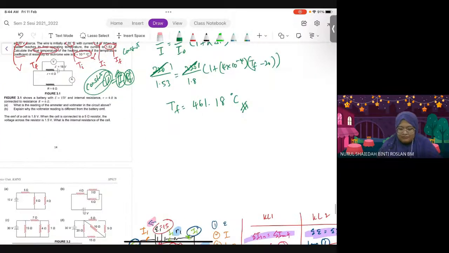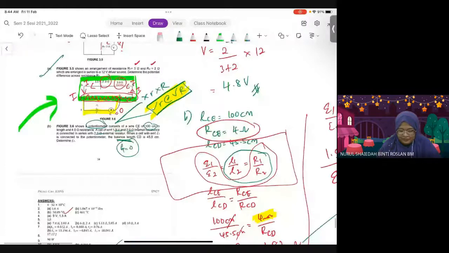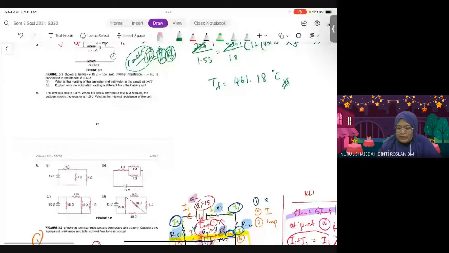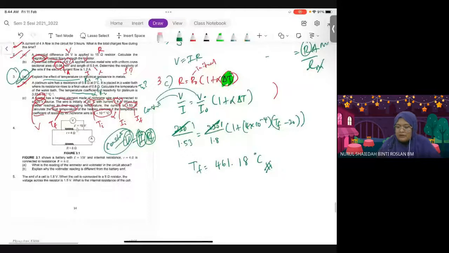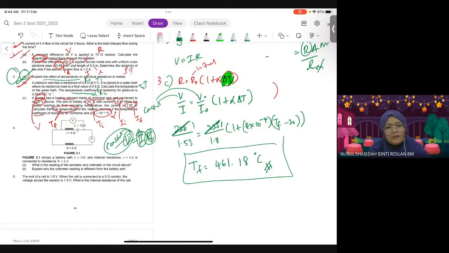Tahu ke? Dia bagi nombor bulat dia. Tak apa, awak bagi je macam ni boleh. Sebab temperature dia je. Boleh tak? Ya, alhamdulillah. Boleh ada.